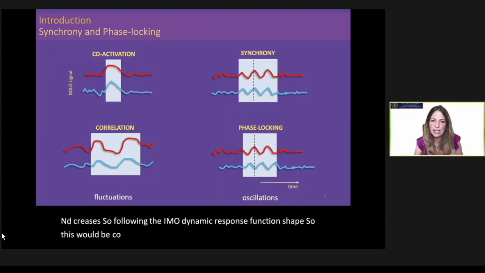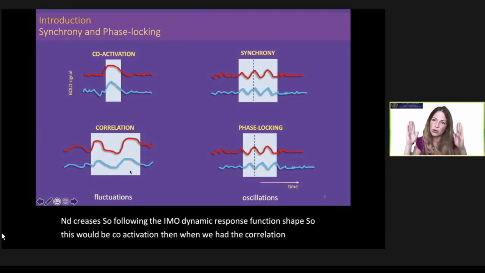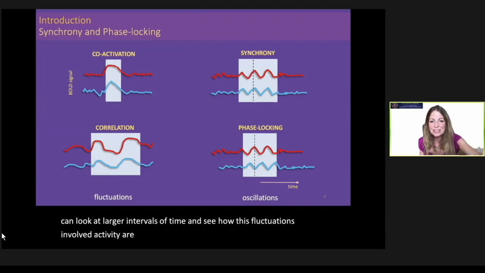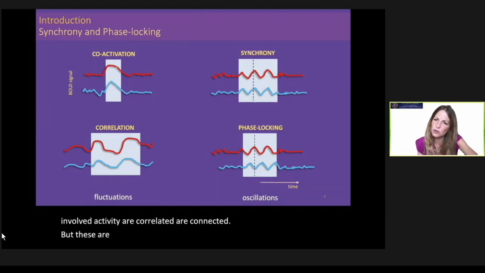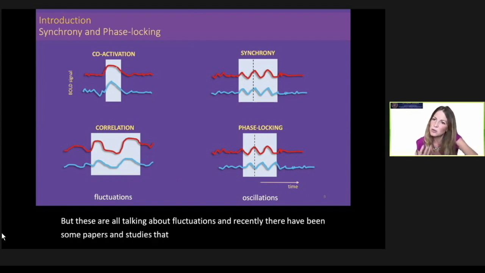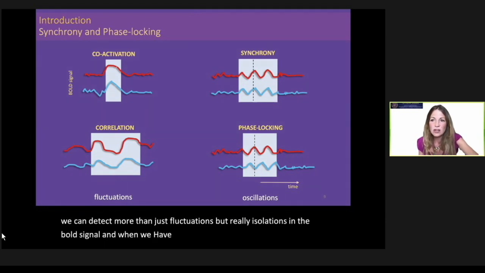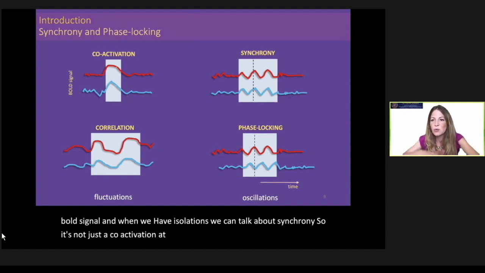Then when we have the correlation below, we can look at larger intervals of time and see how these fluctuations in BOLD activity are correlated or connected. But these are all talking about fluctuations. Recently there have been some papers and studies that have shown that maybe in the BOLD signal we can detect more than just fluctuations, but really oscillations. And when we have oscillations, we can talk about synchrony. So it's not just a coactivation at an instant of time, but when the signals oscillate consistently.